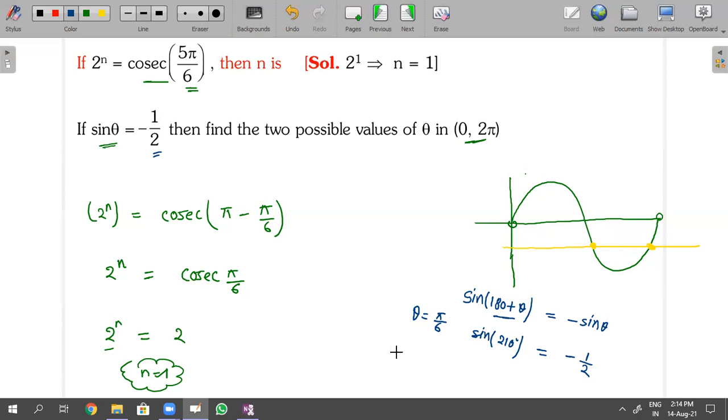From quadrant number 4, what relation can we use? In quadrant number 4, we usually prefer sine 360 minus theta, and we know what 360 minus theta stands for in sine. It will again give you negative sine theta. Do the same thing again, put the value of theta there and you will have the result. And this is the result. So what two angles are there? One is 210 and another one is 330, which will give you the value equal to negative 1 by 2.